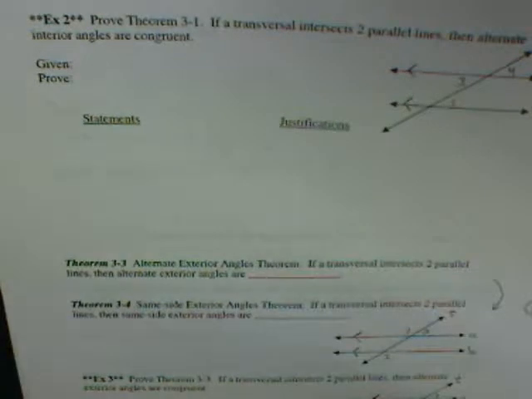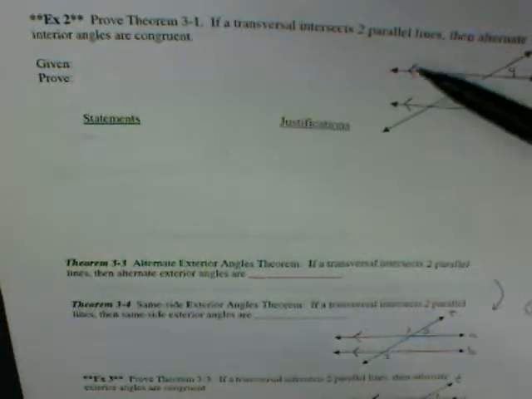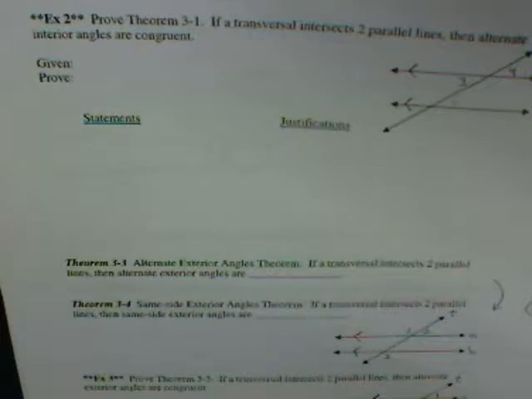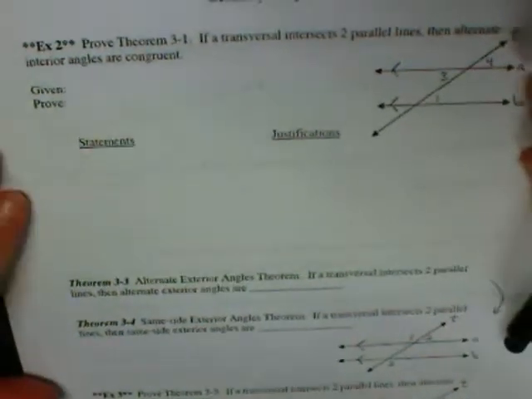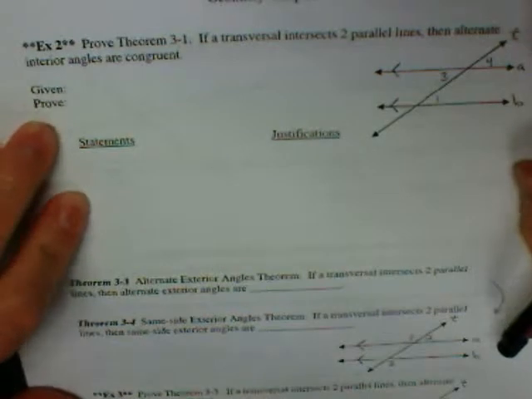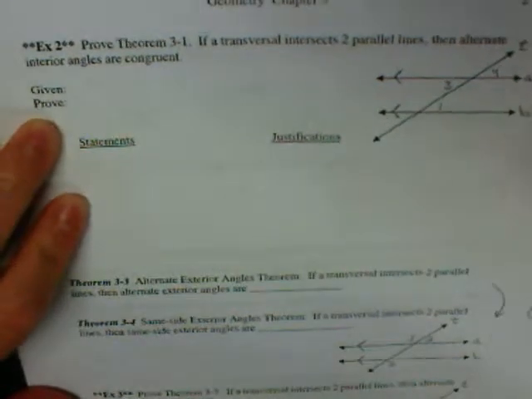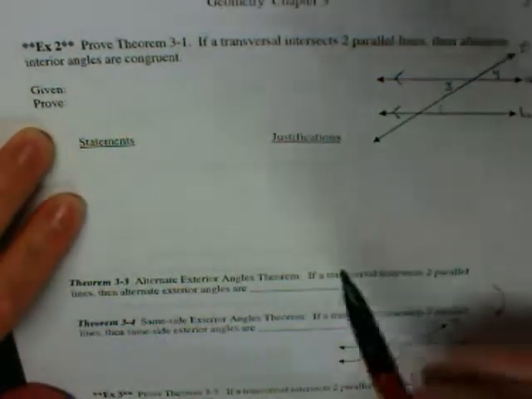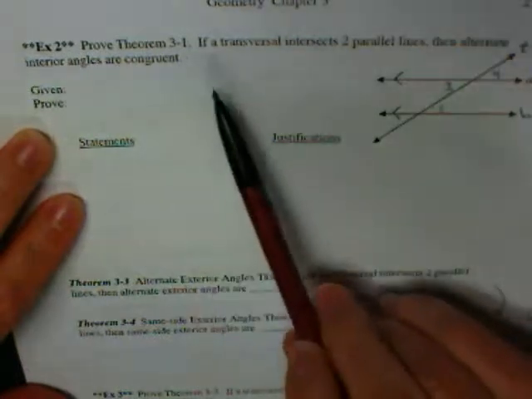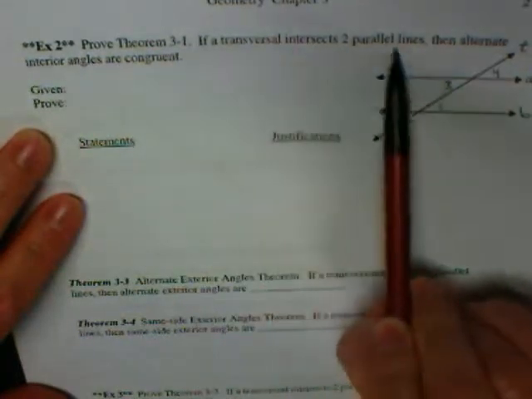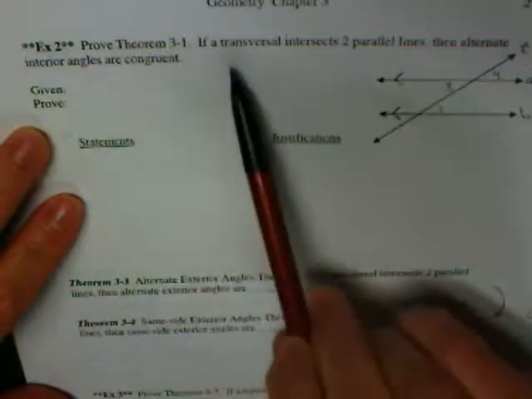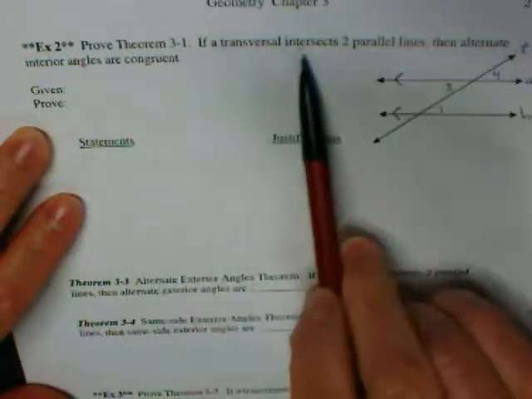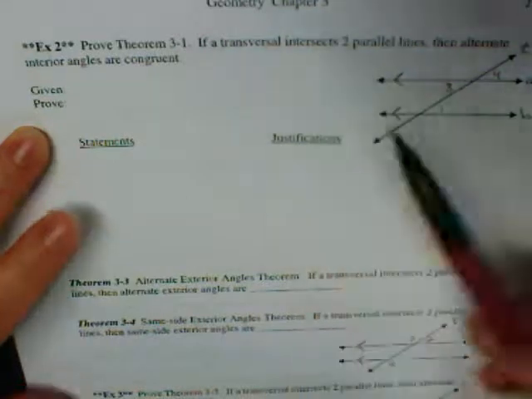Right, example 2, it wants you to prove Theorem 3.1, and that theorem said that if you have parallel lines cut by a transversal, then alternate interior angles have to be congruent. So when we're trying to prove a theorem, and you're trying to figure out what is given and what needs to be put in the line where it says prove, the general approach is this. Whatever comes after the word if goes in for the given. In other words, we called that the hypothesis earlier in the year. So you're allowed to say that the lines are parallel.